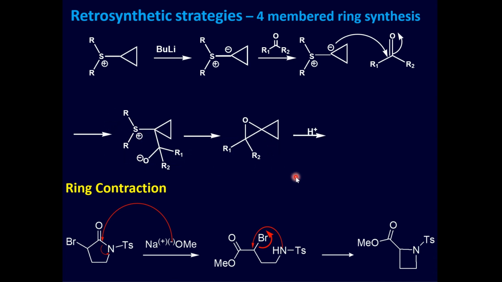When I heat it with an acid, it gives a four-membered ring system. A three-membered carbocyclic ring system I converted into a four-membered carbocyclic ring system. This is the strategy followed for four-membered ring systems. Summarizing, four strategies are followed: cyclization, cycloaddition, ring expansion, and ring contraction. Whether it is a carbocyclic ring system or a heterocyclic ring system.